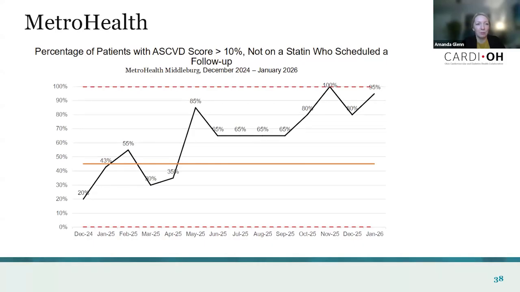This process measures the percentage of patients with a high ASCVD risk score greater than 10 who were not on a statin originally, and then who scheduled that follow-up appointment so that she could continue to work with those patients.